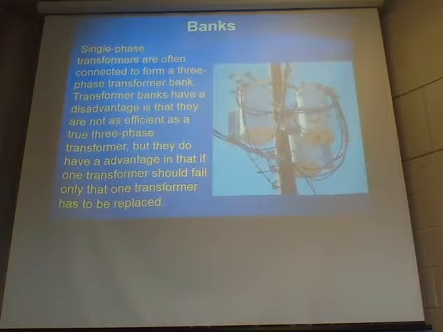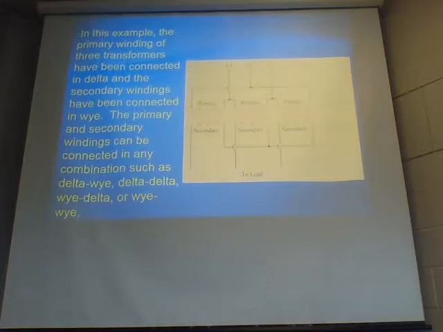Single-phase transformers are often connected to form a three-phase transformer bank. Transformer banks have a disadvantage in that they are not as efficient as a true three-phase transformer, but they do have an advantage that if one transformer should fail, only that one transformer has to be replaced. So in this example, the primary windings of the three transformers have been connected in delta, and the secondary windings have been connected in a Y. So each one, this one here, connected there, the end of this one is connected there, the end of the third one is connected here. It makes it a Y.